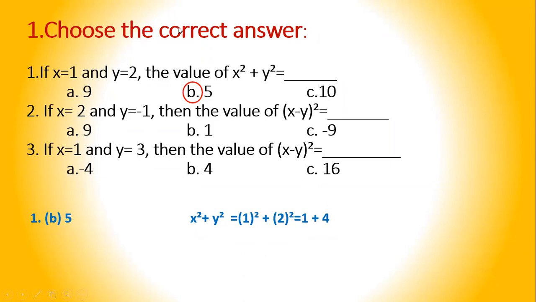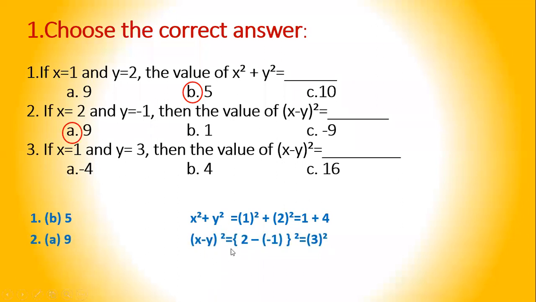Now what about question number 2? Share your answer quickly. Question number 2 answer is given by Muhammad Ali, and the answer is 9, beta. Ali, why is the answer 9? Look at the solution.